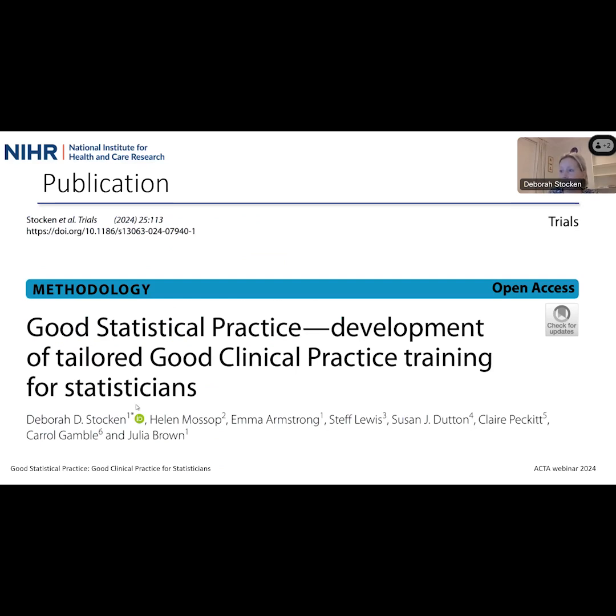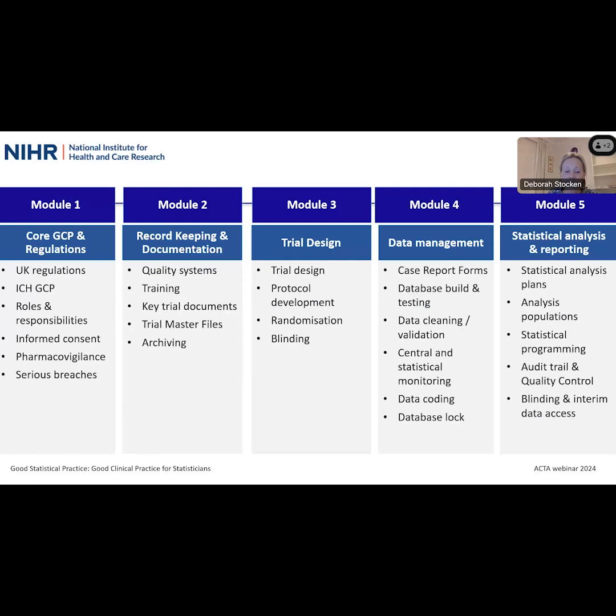So what does the actual training look like? We've developed a comprehensive set of training slides to provide a high-level overview of GCP requirements and recommendations for best statistical practice. The training consists of these 5 modules that you can see here. This modular approach allows you to dip in and out of the modules at times that are good for you, rather than running the 5 modules in one sitting.